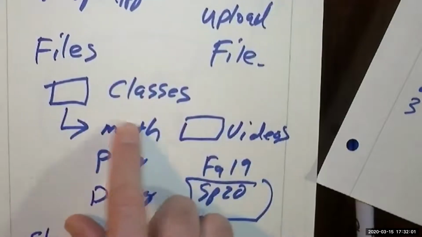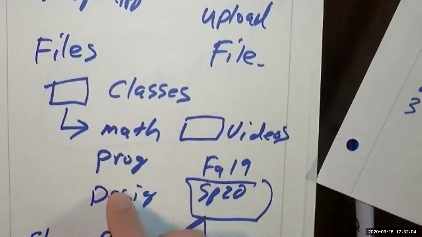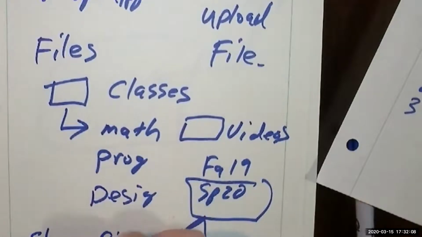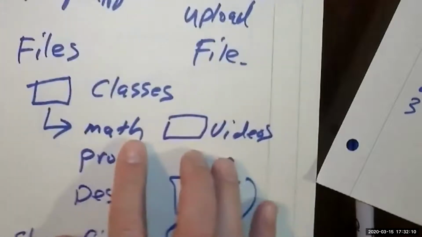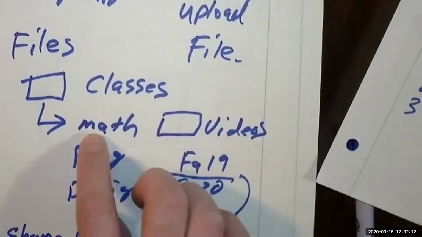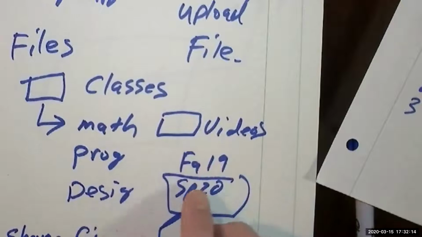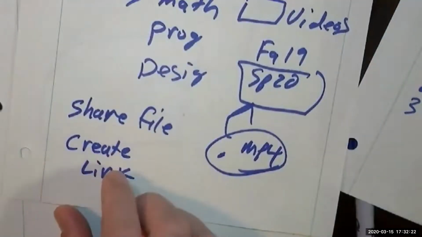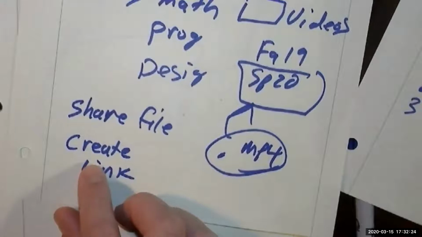I've got a folder called classes, and then I've got a folder for each of the classes I teach. I teach one class on math, another on programming, another on design. And then inside of each one of these classes, I've got folders called videos. So inside math, I've got a videos folder. And then I break it down into which semester I'm teaching. So fall 19 or spring 20. And then you can click on share a file, and then it gives you the option to create a link.